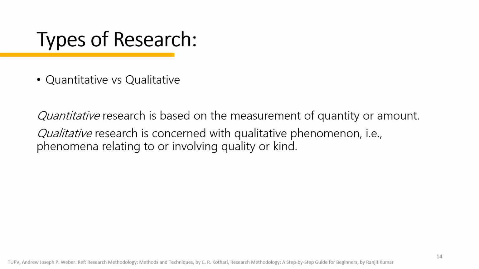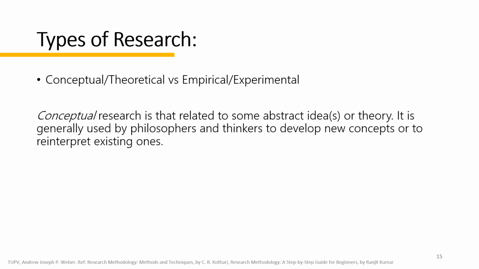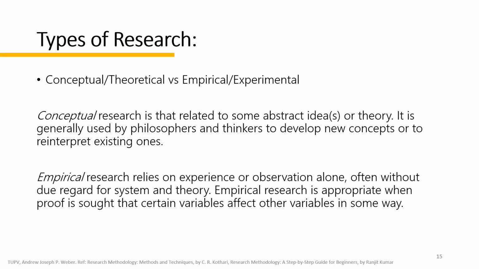Another type of research: conceptual or theoretical versus empirical or experimental. Conceptual research is that related to some abstract ideas or theory. It is generally used by philosophers and thinkers to develop new concepts or to reinterpret existing ones. On the other hand, empirical research relies on experience. Empiricists are those people who rely on experience or observation alone, often without due regard for system and theory. Empirical research is appropriate when proof is sought that certain variables affect other variables in some way, kind of like analytical or explanatory. Empirical research is data-based research.